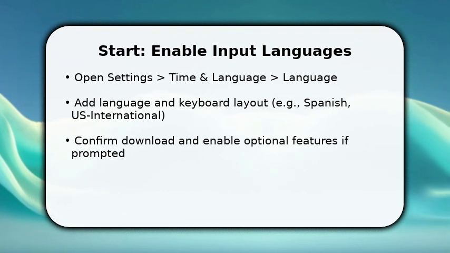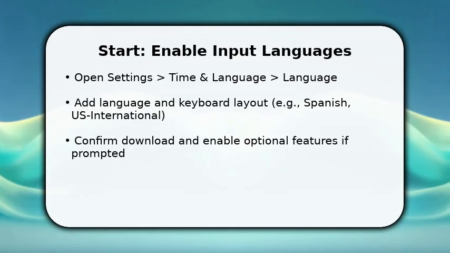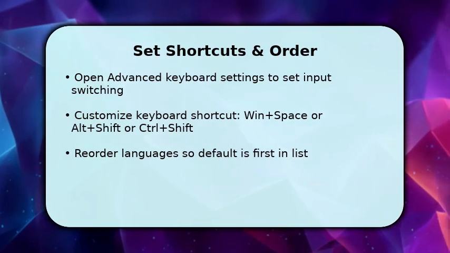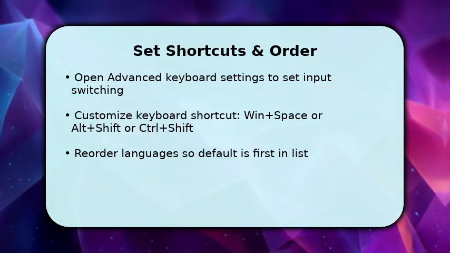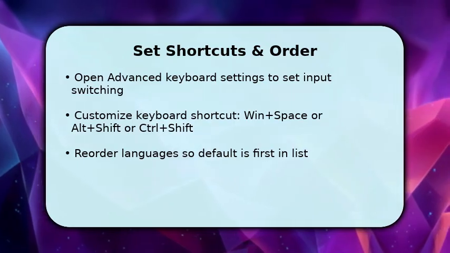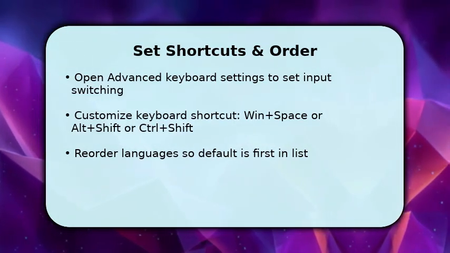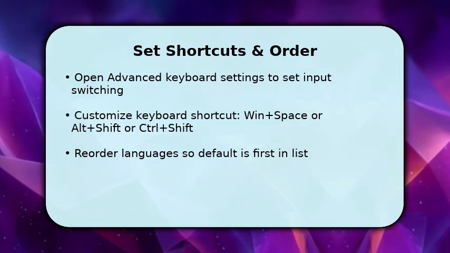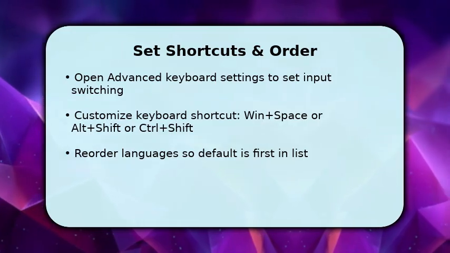Now configure how you switch. Go to Advanced Keyboard Settings and pick your preferred shortcut, such as Win plus space for quick cycling or Alt plus Shift for a 2-key toggle. You should also set your preferred language order so your most used layout is first. This matters because some apps inherit the last used layout. Once configured, practice the shortcut to confirm the switch happens instantly. If an app ignores it, make sure per-app input settings aren't enabled.